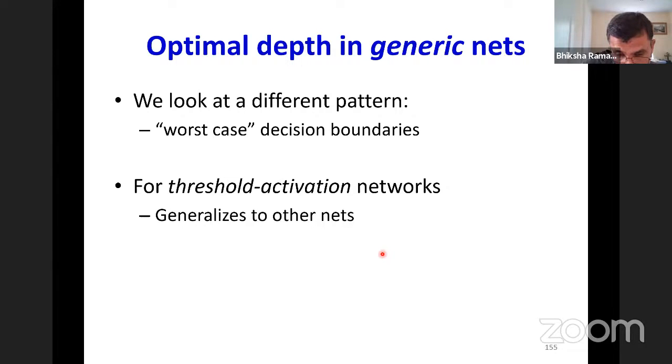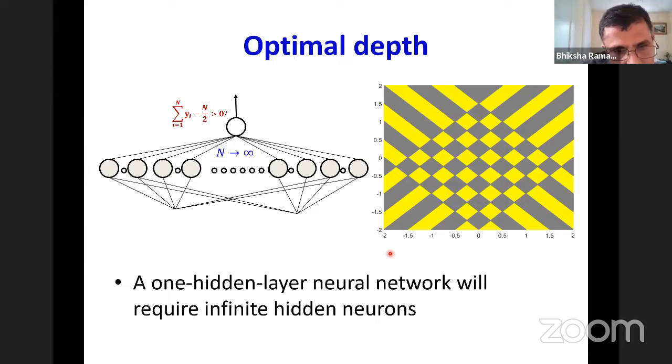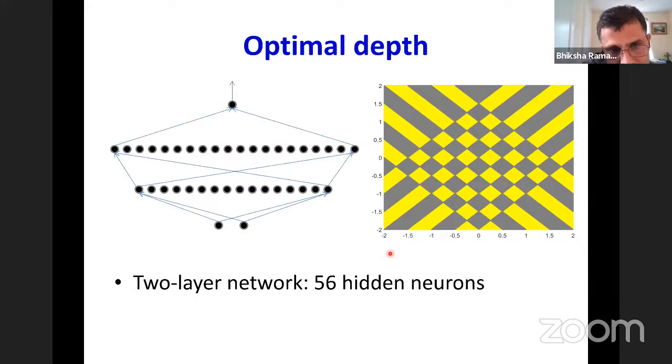Now, that was for a very simple problem, right? Let's look at a slightly different pattern to understand how depth and breadth trade-offs happen. I'm going to look at some kind of an approximate worst case decision boundary, and I'm going to use threshold activation units. So let's say I want to have this decision boundary to the right. A one hidden layer neural network will require infinite hidden neurons. We already saw that. I can get this boundary if I use 2 hidden layers using only 56 hidden neurons.